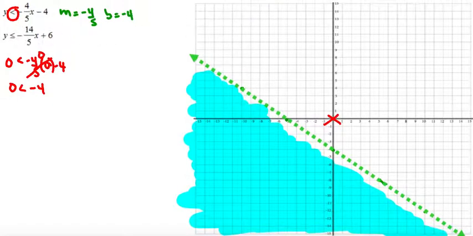Okay, do the same thing with the second equation. I have to figure out the slope since it's already in slope-intercept form. The slope is -14/5 and the y-intercept is 6. So I start my graph at +6 and then go down 14, to the right 5.